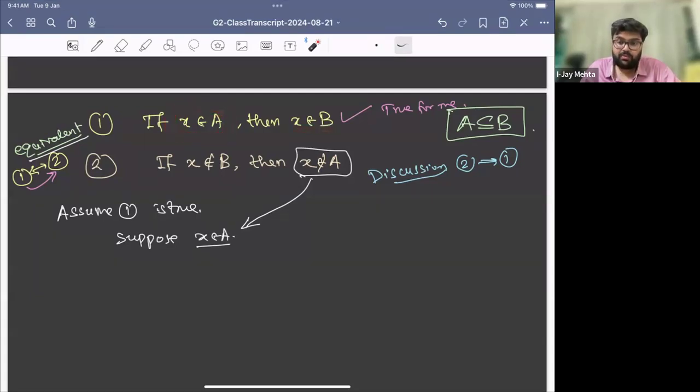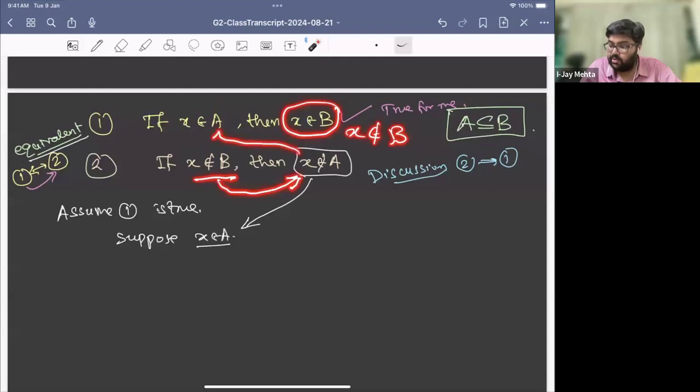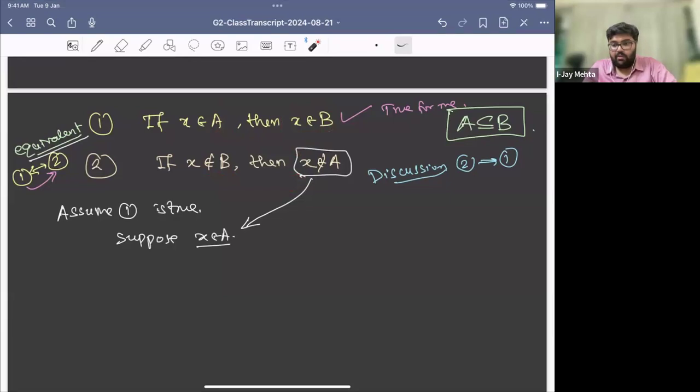What I have to prove? X belongs to B. Suppose if possible, X is not in B. But if X is not in B, I can use statement number 2. If X is not in B, then I can conclude that X is not in A. But then that is a problem because I started with X is in A. It's a contradiction. How many of you understand this and think that you can clear your doubts in discussion?